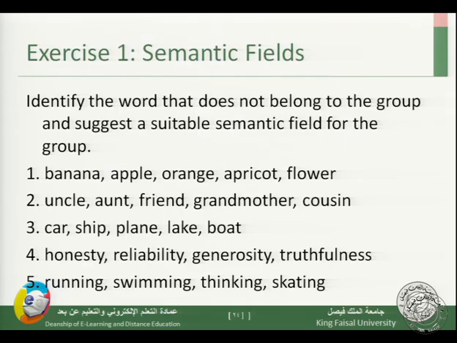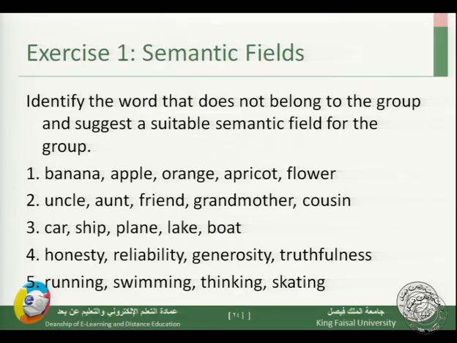So four, honesty, reliability, generosity, truthfulness. Which one doesn't belong here? Or do they all belong in this group? Yeah, if you look at it, we see that they all share the same meaning, which is virtues of a person, or good characteristics of a person. So virtues, all of these belong, so we don't have one that we take out. All of these in number four belong to the semantic field of virtues.